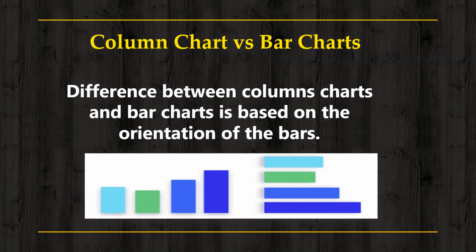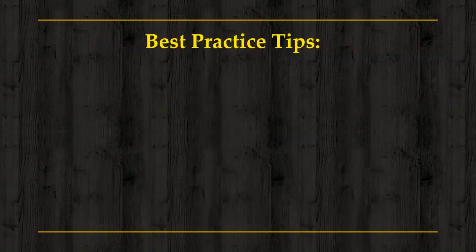So in vertical form, it is usually called a column chart, while in the horizontal form, it is referred to as a bar chart. So horizontal bar charts are typically simply referred to as bar charts, and vertical bars as column charts. Okay, guys.